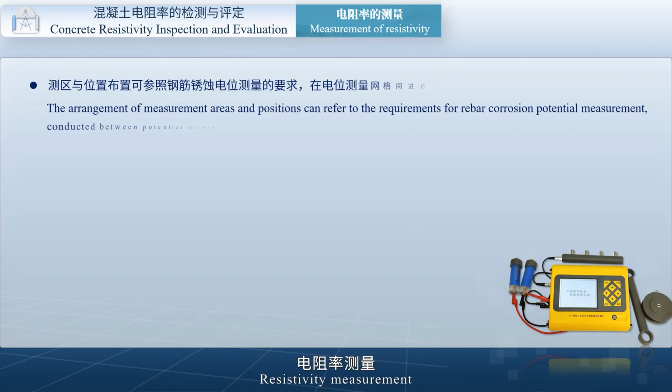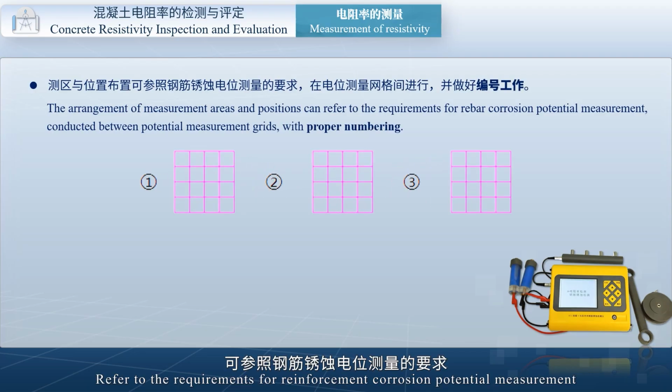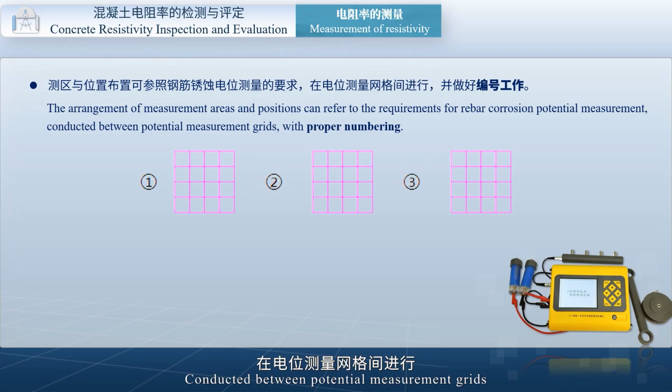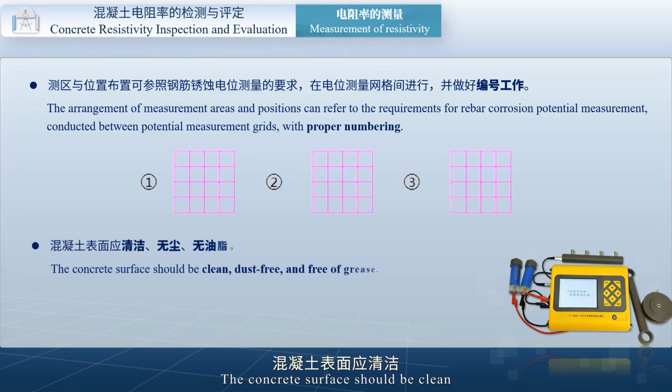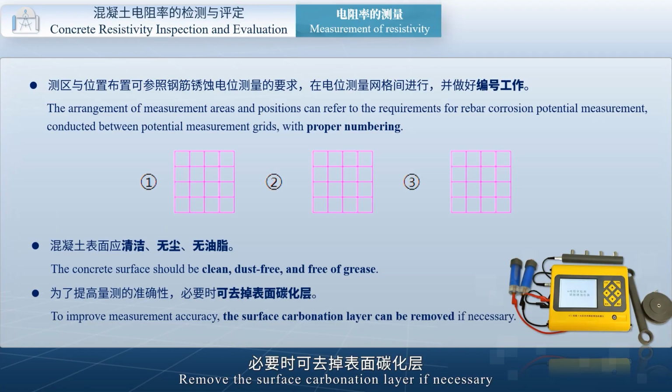Resistivity measurement: measurement area and position arrangement. Refer to the requirements for reinforcement corrosion potential measurement. Conduct it between potential measurement grids and complete the numbering work. The concrete surface should be clean, dust-free, and free of grease. To improve measurement accuracy, remove the surface carbonation layer if necessary.